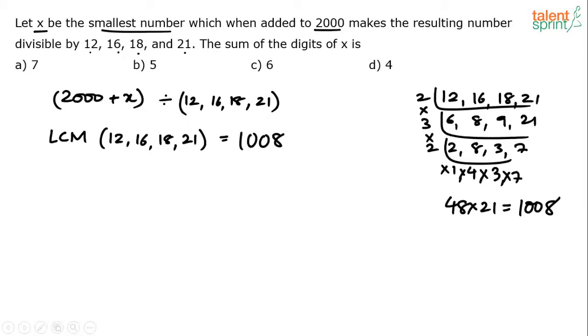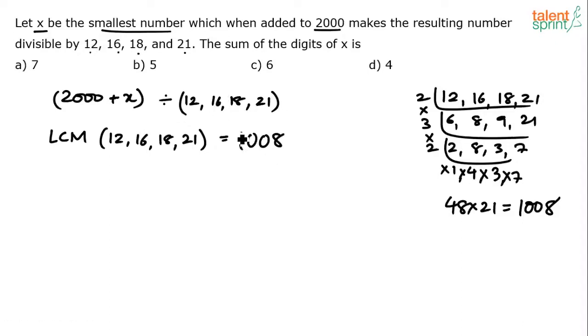Now, what is the actual question? He says, what should be added to 2000 so that it becomes divisible by 12, 16, 18, 21? Now, going back to the basics, you know that if a particular number is divisible by a set of numbers, all its multiples are also divisible by the set of numbers.